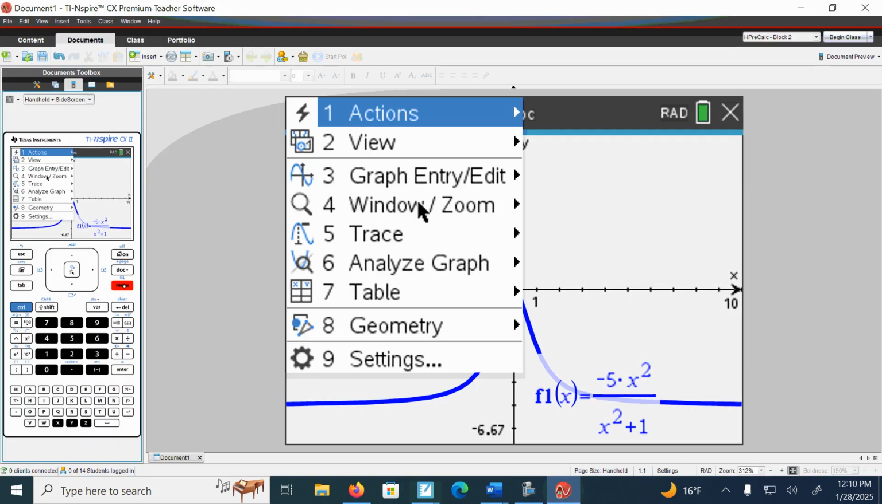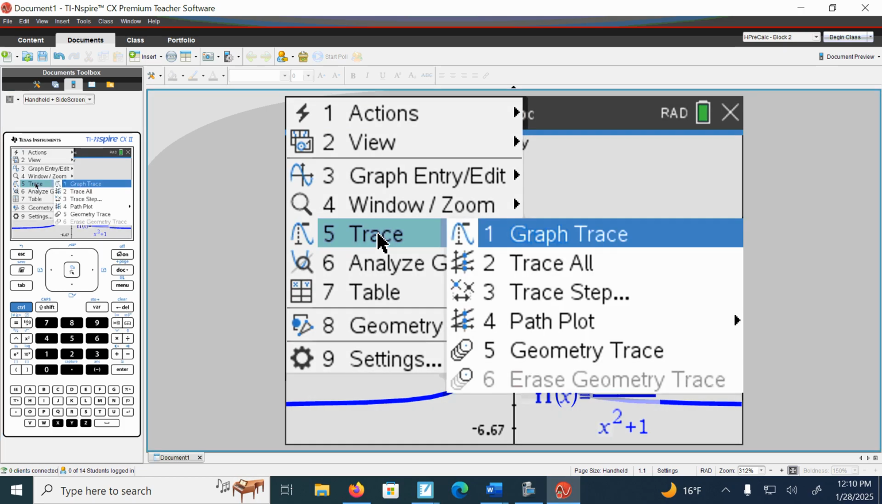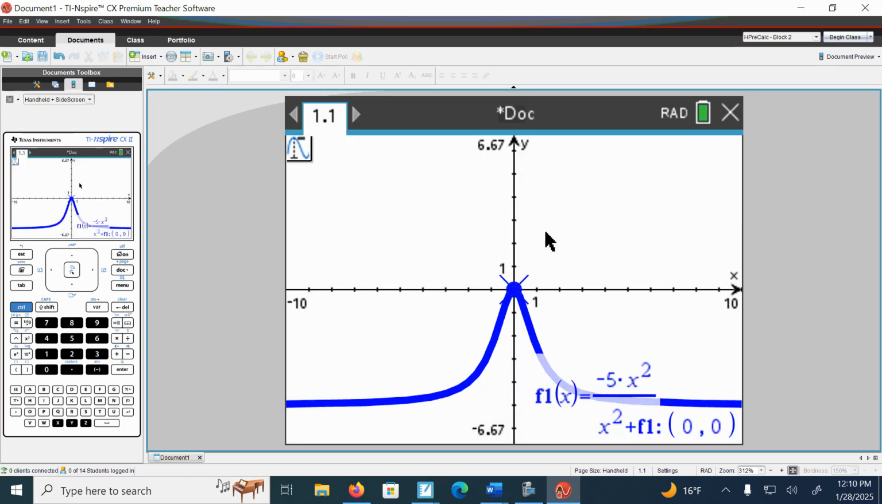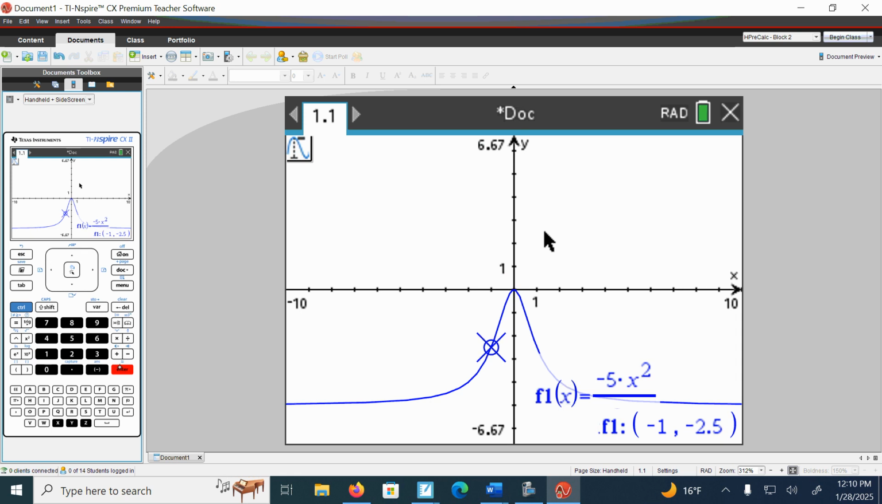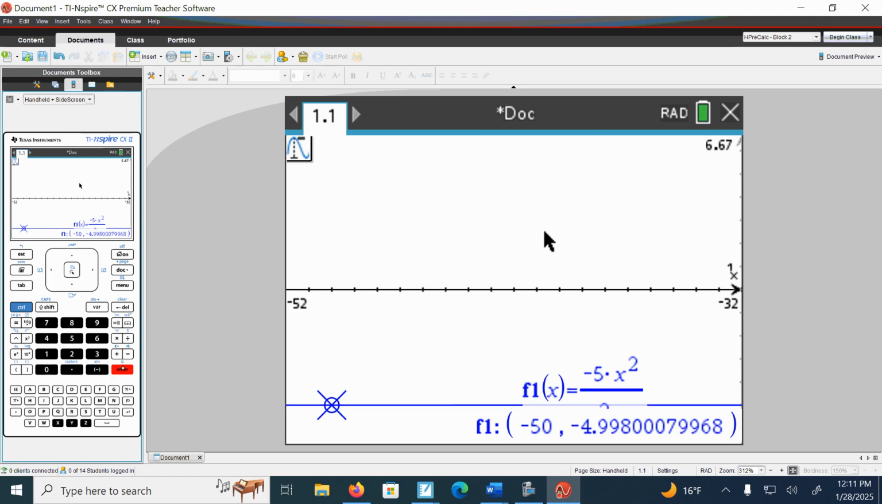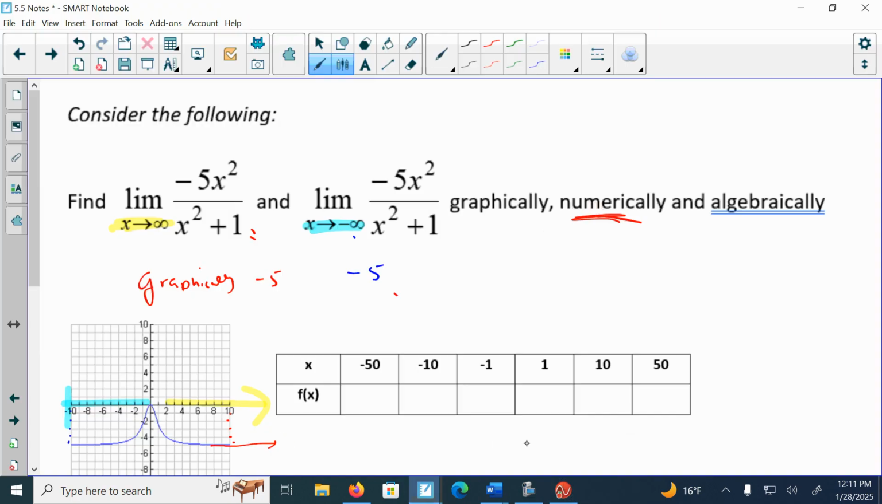You hit menu, trace, and then graph trace. If I start with, let's say, negative 1, I get negative 2.5. If I do negative 10, remember, once you have that spider, you just keep on entering the numbers, I get negative 4.95, and then for negative 50, I get negative 4.998. I've already done the positive values, so you can do those if you haven't. And it is an even function, so they are going to be the same.